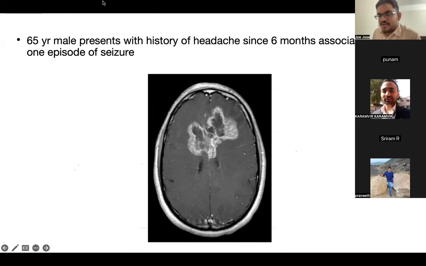So what is the STUPP protocol for treatment? Tell me the entire treatment protocol in GBM. What is the standard STUPP protocol?